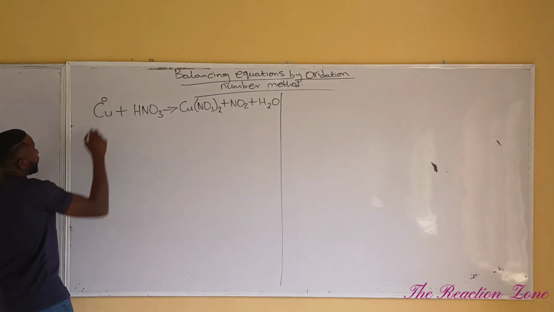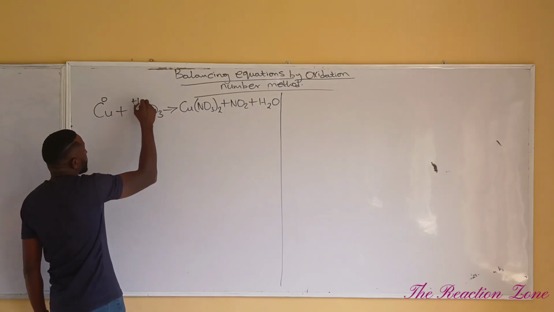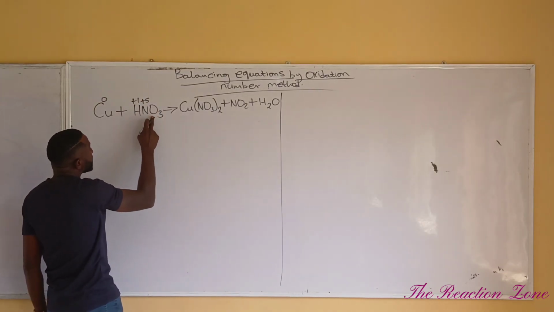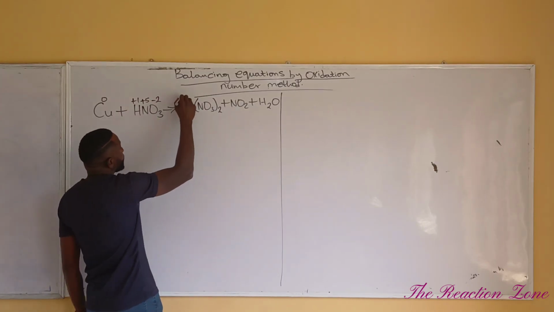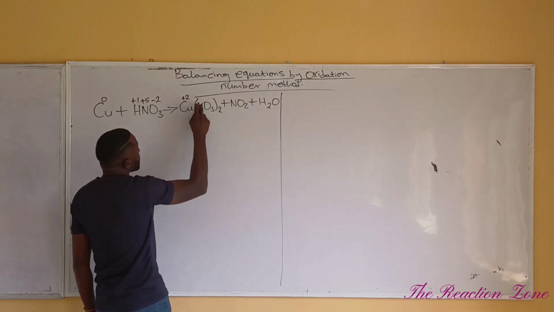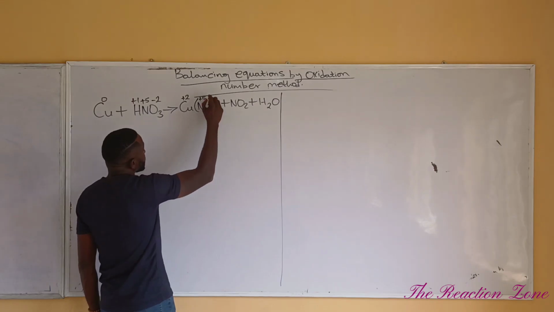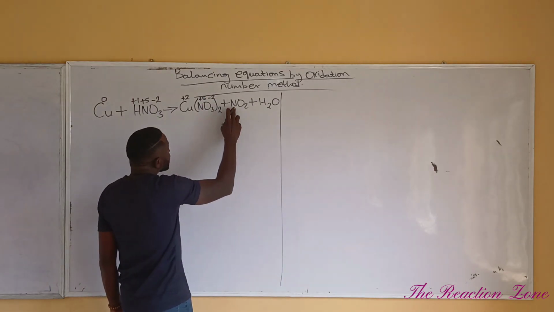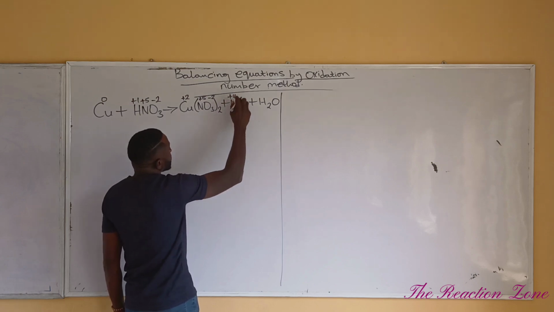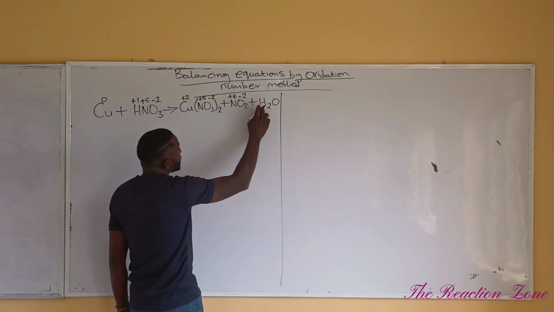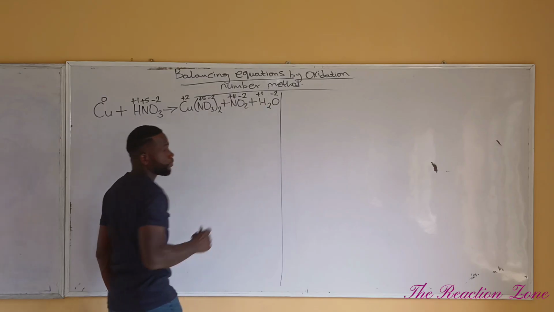Copper has an oxidation number of 0, hydrogen has an oxidation number of +1, nitrogen here has an oxidation number of +5. Each of these three oxygen atoms has an oxidation number of -2. Copper here has an oxidation number of +2. Nitrogen here has an oxidation number of +5. Oxygen here has an oxidation number of -2. This nitrogen has an oxidation number of +4. Oxygen here has an oxidation number of -2. Hydrogen here has an oxidation number of +1. And oxygen has an oxidation number of -2.